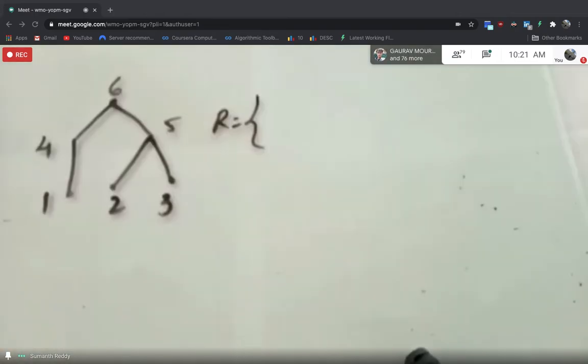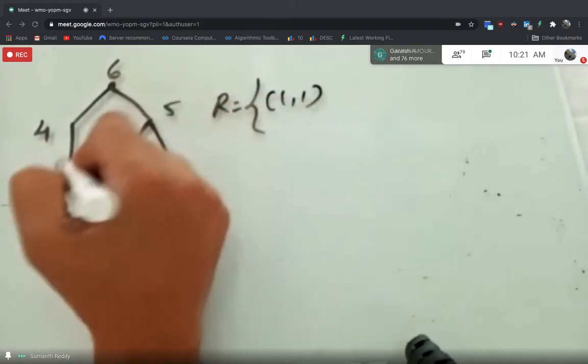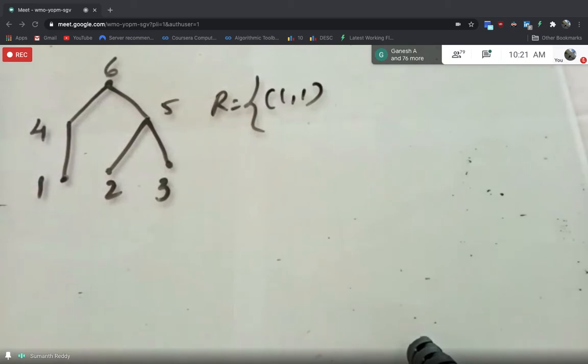Like for example, as I have already told you, if you have 1, so 1, 1 is there. Then 1, 4, 4, 6, 1, 6. So like that, you just have to find all the ordered pairs and you just put it in the comment section. I will give you 2 minutes time. So please try to solve this.